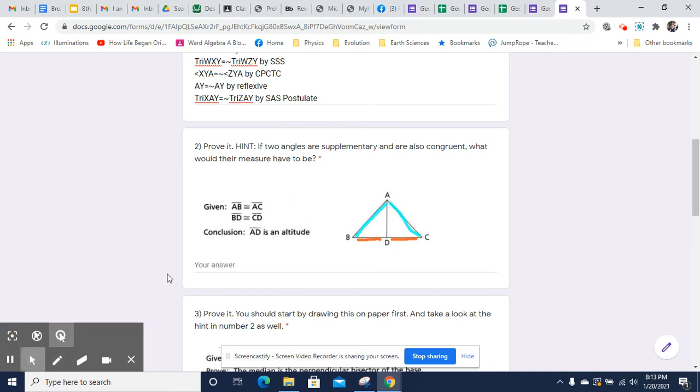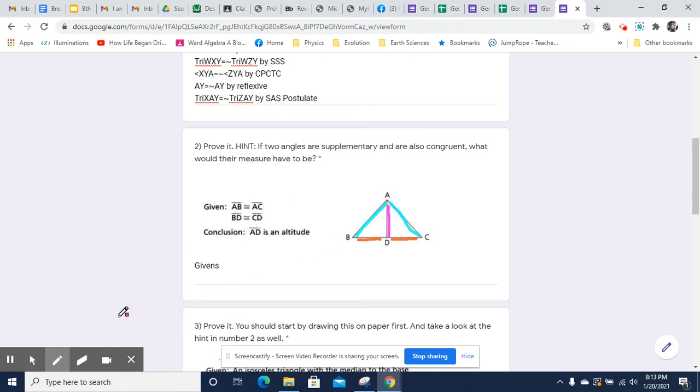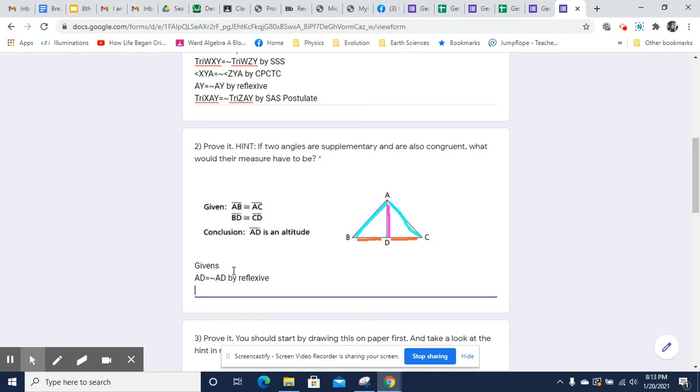So let's start going at it. And I think we'll be able to do that fairly easily. After the givens, the next thing to do is state that AD is congruent to AD by reflexive.